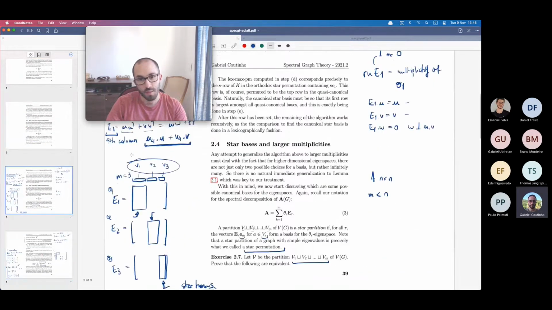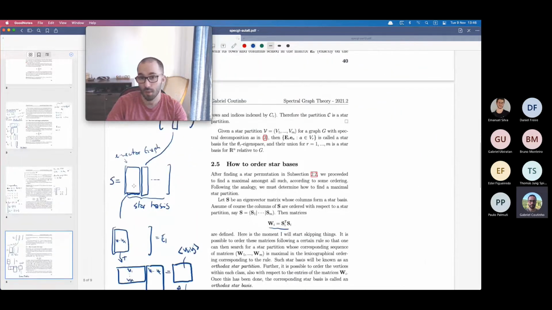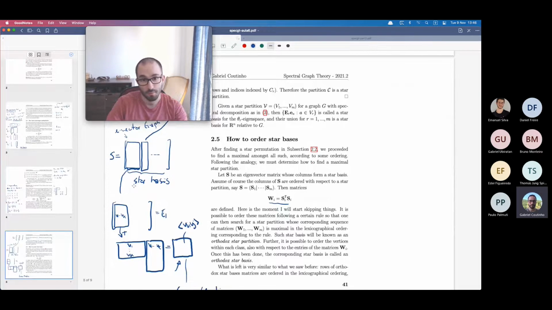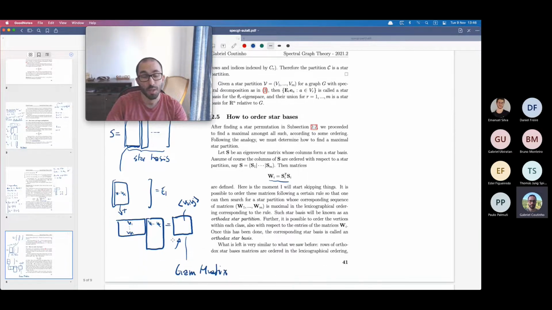Nothing here tells you that these vectors are going to be orthonormal, and in fact they typically are not. So a star basis is not an orthonormal basis. It is though a basis. So this is not a diagonal matrix.